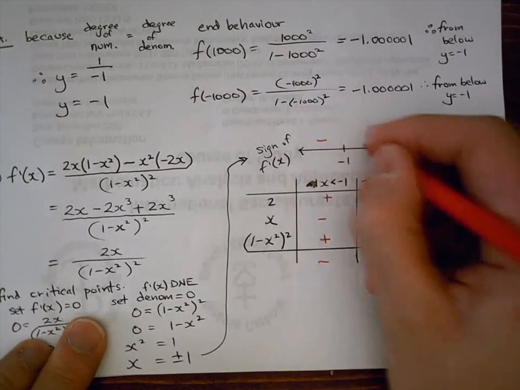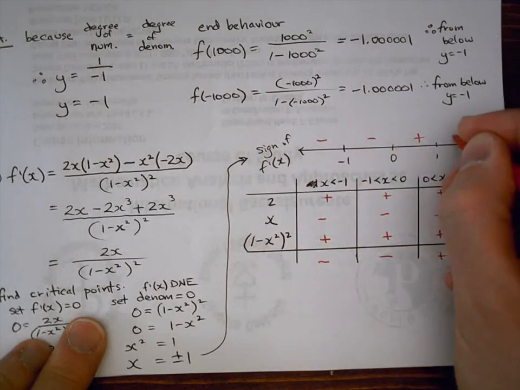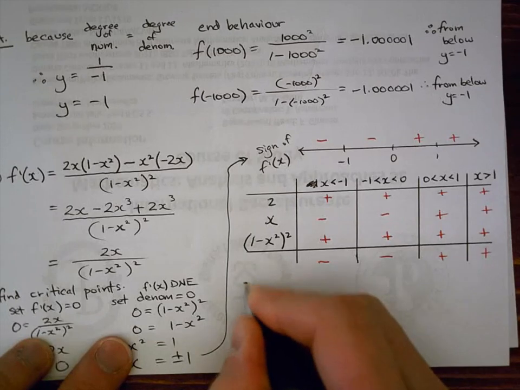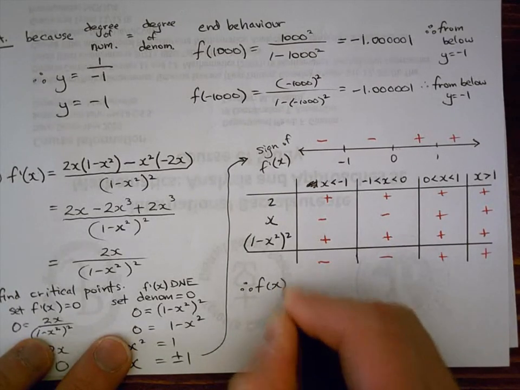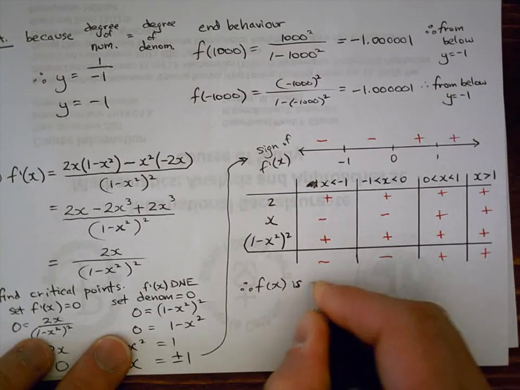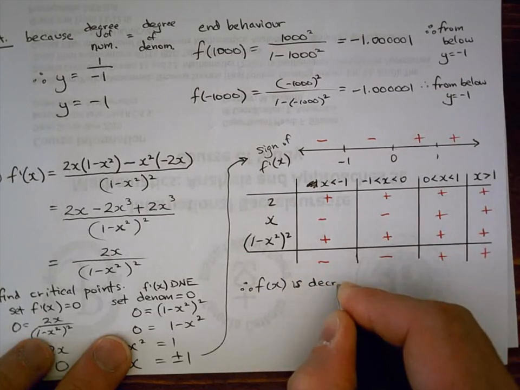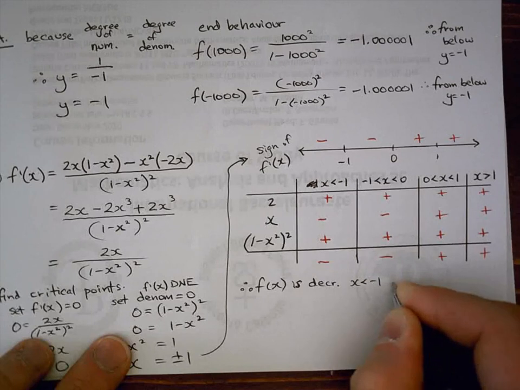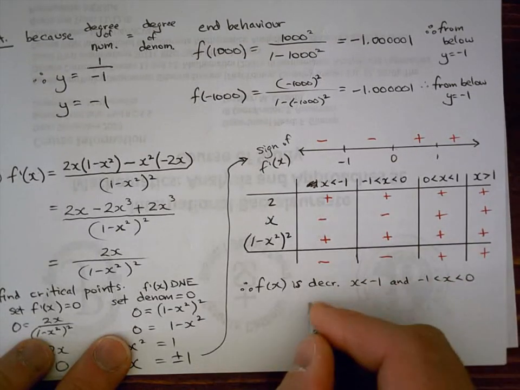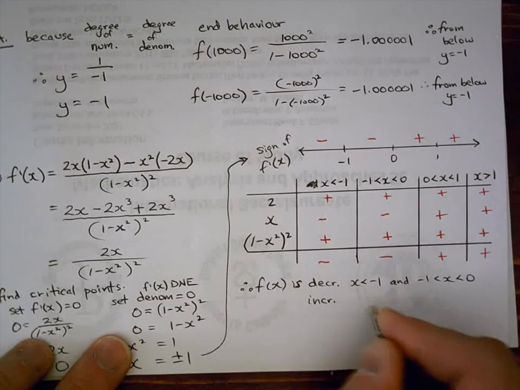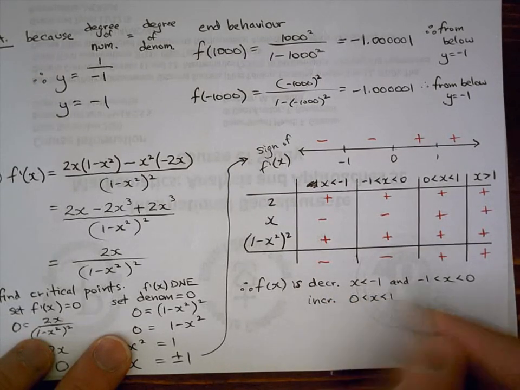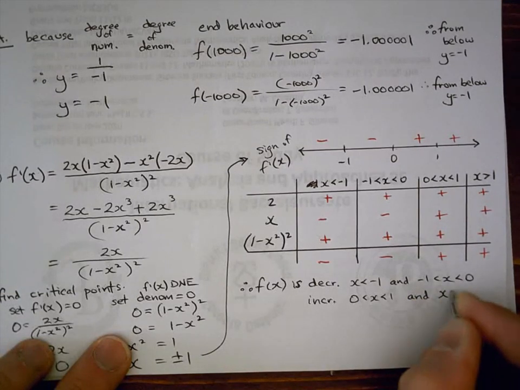So now I can label my sign diagram. Wow, how complex. So look at what I have. My function, the thing I'm trying to sketch, the thing I'm doing all this work for, it's decreasing when x is less than -1 and when x is between -1 and 0. It's increasing when x is between 0 and 1 and when x is greater than 1.